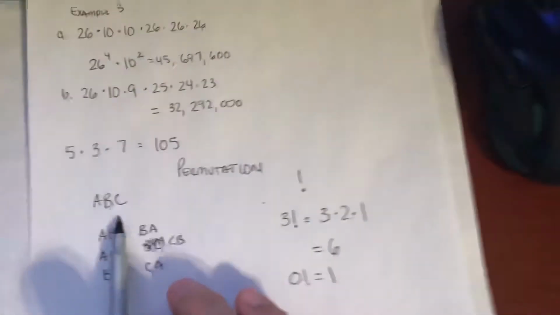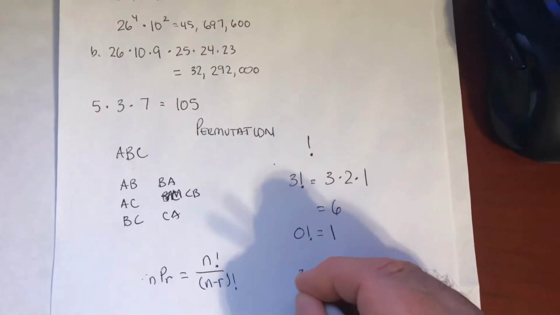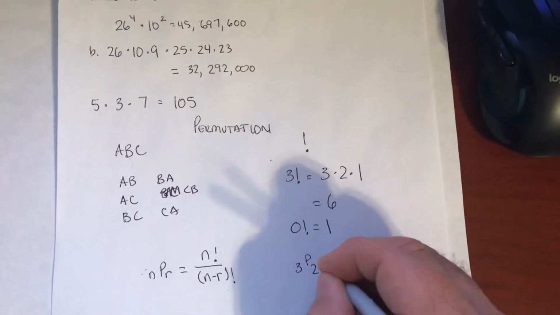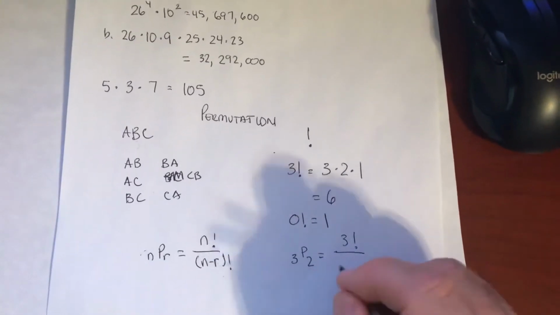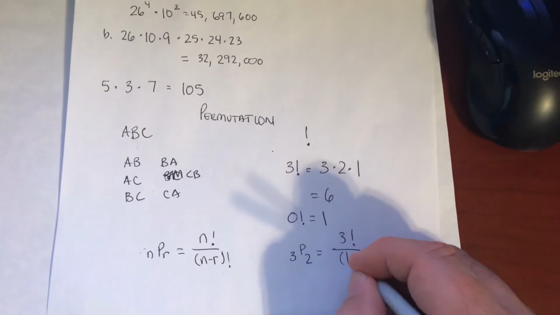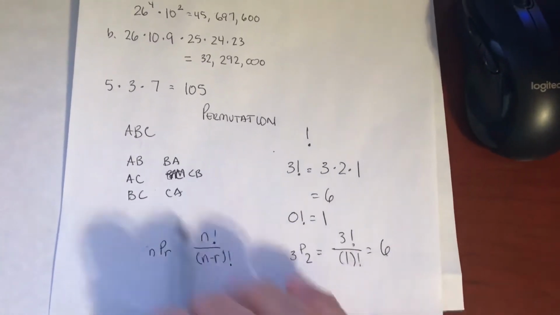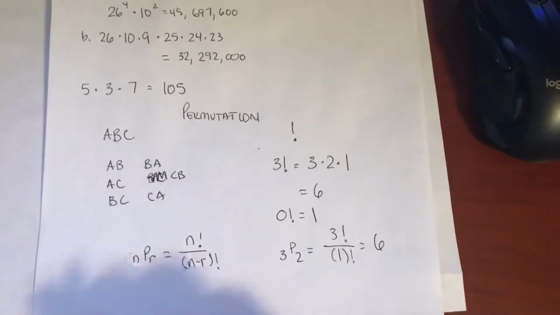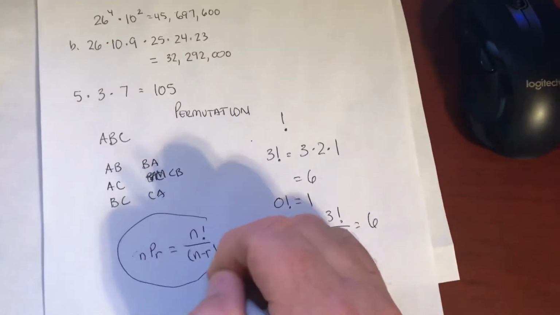So in my particular case, in the example that I just showed you, I have 3 items, A, B, and C, and I'm choosing 2 of them. So that'd be 3 factorial over (3 minus 2) factorial, which equals 6, which is what I got when I did it out this way. Now, it is not necessary to know this formula.